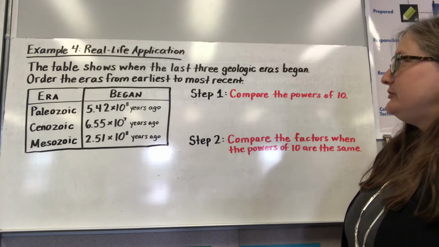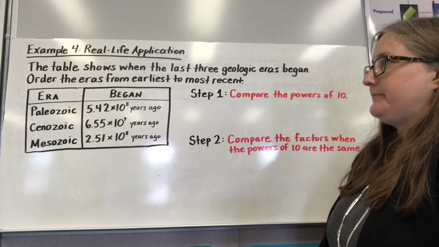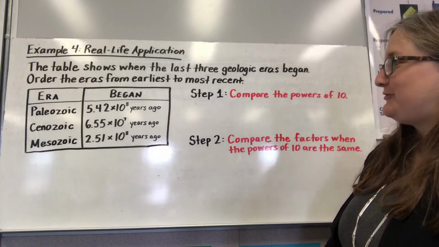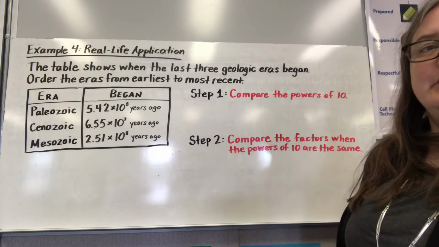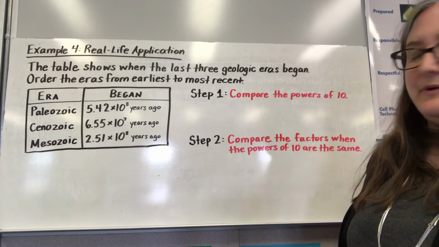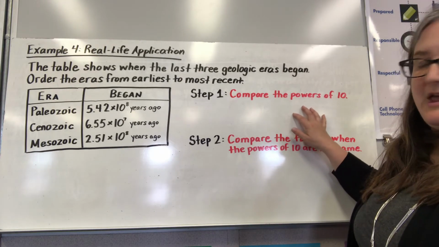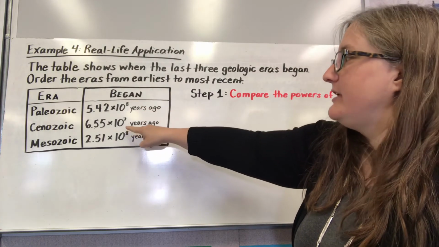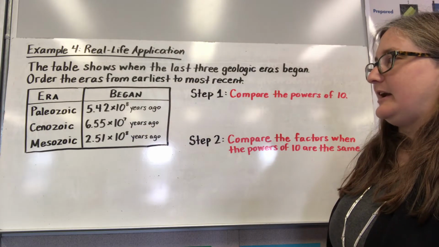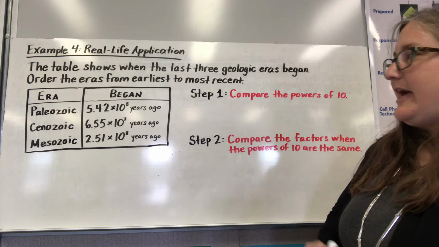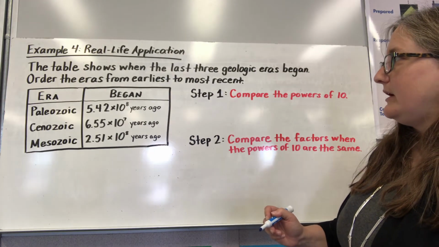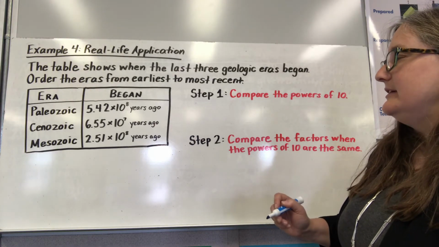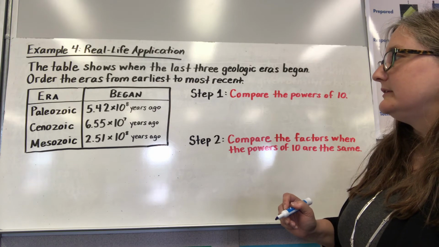This table shows the last 3 geologic eras and when they began. They want us to order the eras from the earliest to the most recent. Okay, so basically the first thing that I want to do is I want to compare the powers of 10. So I see that one of them has a smaller power of 10, the Cenozoic era, 6.55 times 10 to the 7th power. And that is going to be our earliest because it has the smallest exponent.